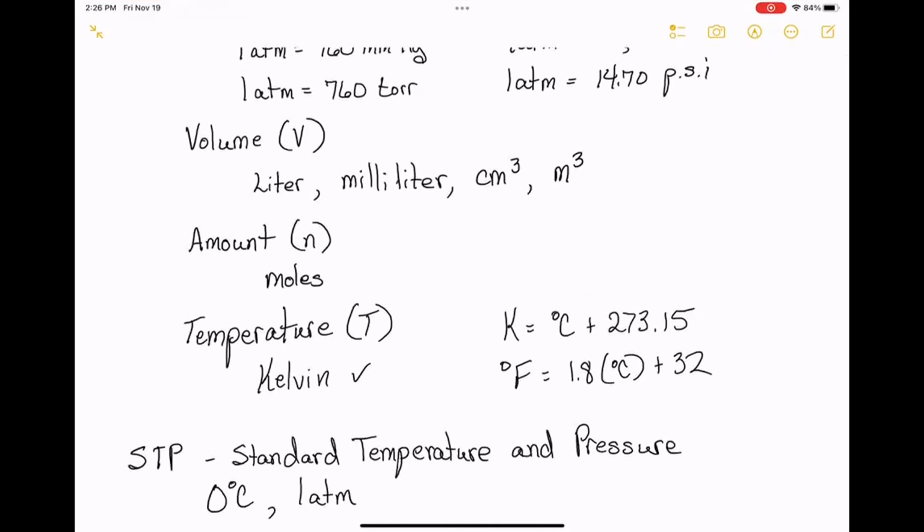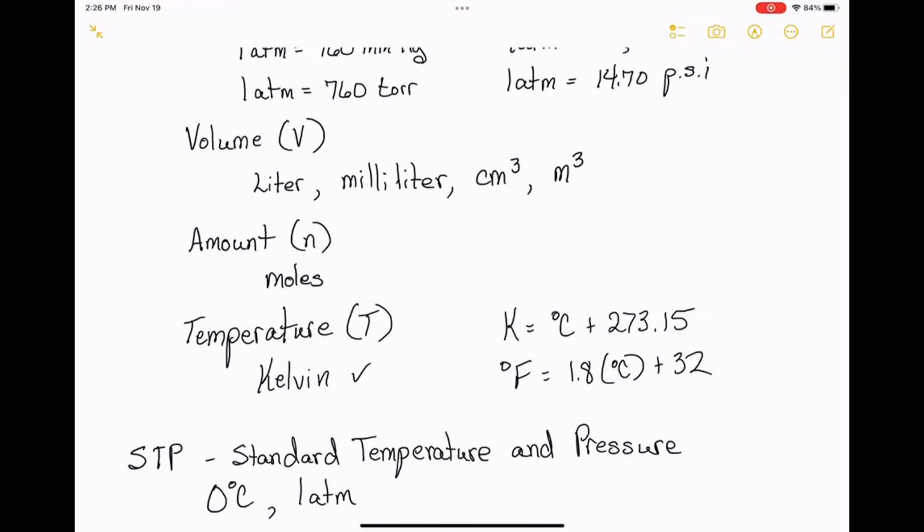Now, there is another term that you do need to be familiar with as we progress, and that is the term STP. STP stands for standard temperature and pressure. And this you have to have memorized. Standard temperature is 0 degrees Celsius. Standard pressure is 1 atmosphere.